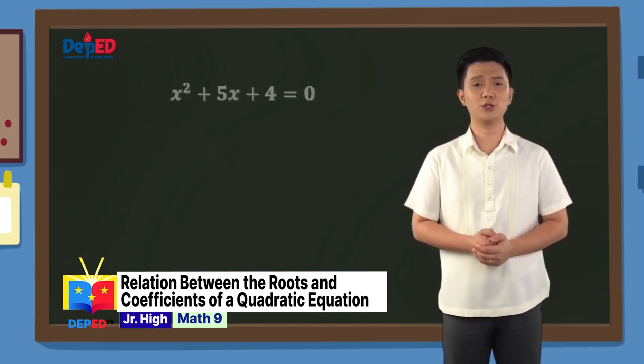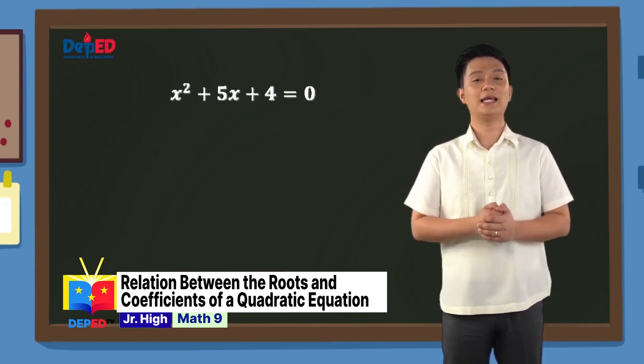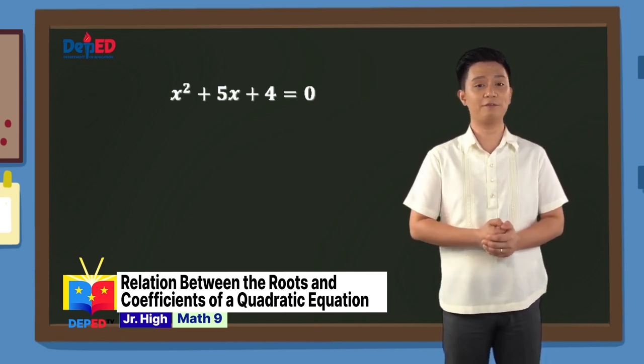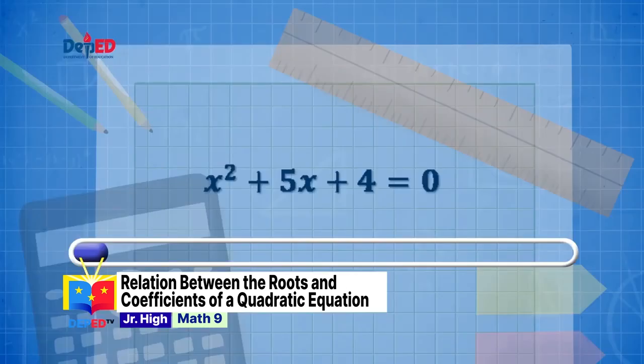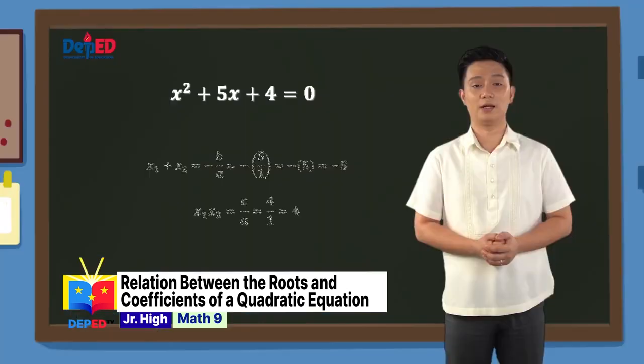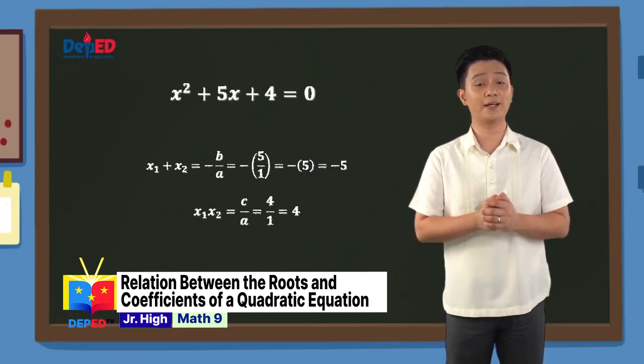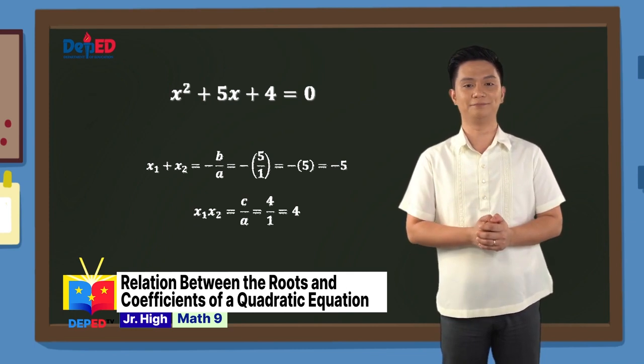And we have equation number 5. X squared plus 5x plus 4 equals 0. Another 15 seconds. Go! And 15 seconds is up. Sum is negative 5 and the product is positive 4.